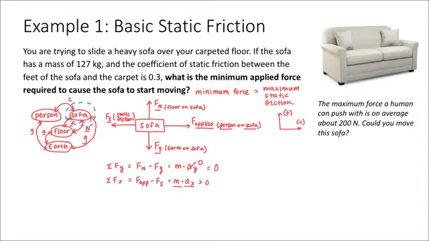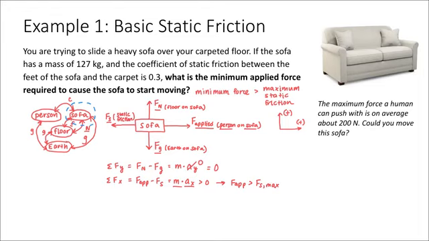I would normally say this is equal to 0, but I'm looking for the minimum force required to just begin the sofa to start moving, so to give it really any acceleration. So I'll say that it's greater than 0. You don't need to worry about that too much. Really, all that's going to do is tell us that the applied force is going to be greater than the static frictional force at its highest value. And we already knew that from reading the problem.